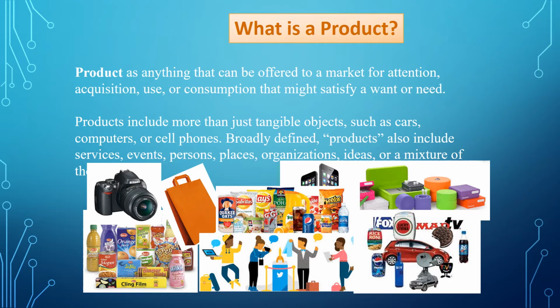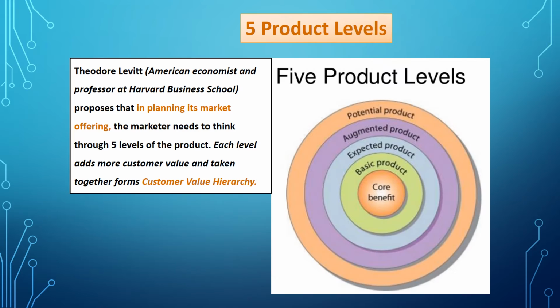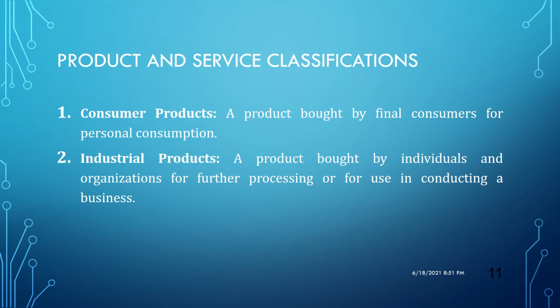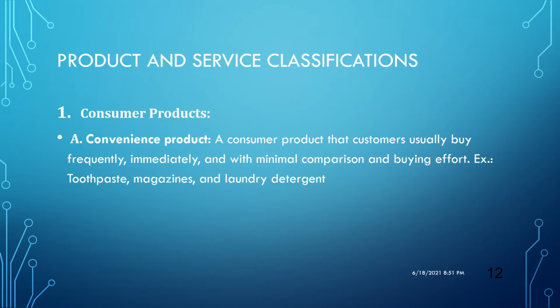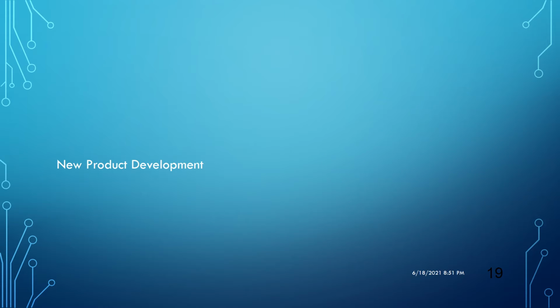What is product? We talk about the product includes more than just tangible objects. We talk about the tangibility and intangibility. Along with examples, we also talk about the product and services classification. New topic. The topic is new product development. Please stay home, stay safe.